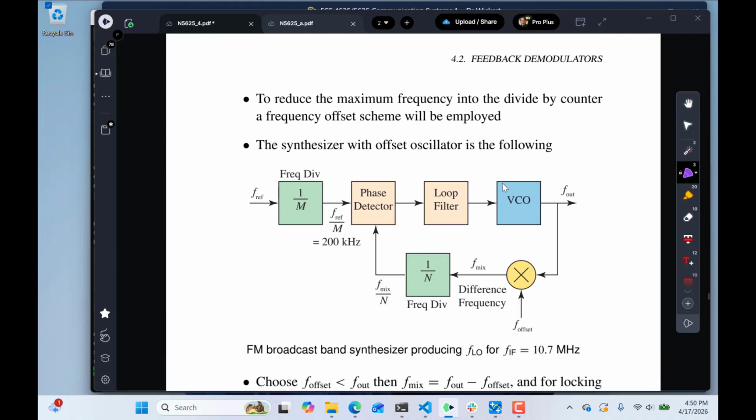So now what we're going to do is redraw the block diagram and put specifics in it. We're going to make FREF over M be exactly 200 kilohertz. Like I said, that is our step size in the synthesizer. We're going to have the VCO come out and produce F out, which is going to be our local oscillator frequency. We could get by with a very large divide ratio here, but a more typical scenario is to put in this mixer. This mixer is going to produce an offset frequency from F out, and I'm calling that offset frequency F mix.